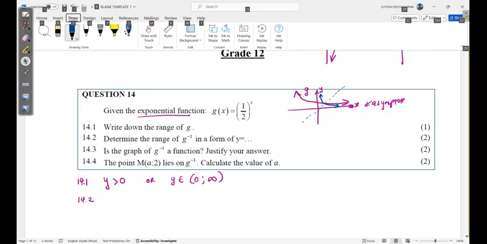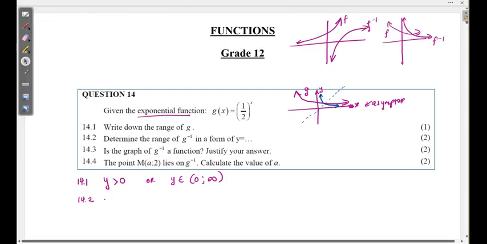So, yeah, the range will not change. We usually say the domain of the original function is the range of the inverse, and the range of the original function is the domain of the inverse. So in this case, what would be the domain of the original one?